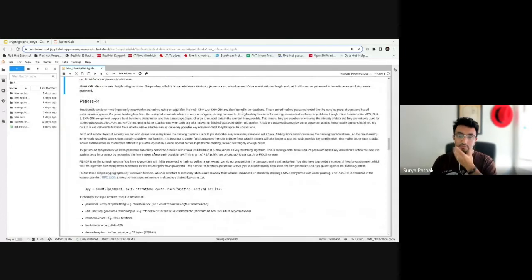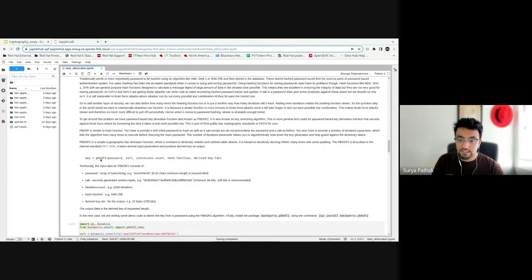So what is PBKDF2? PBKDF2 is a simple cryptographic key derivation function, which is resistant to dictionary attacks and rainbow table attacks, and it is based on iteratively deriving HMAC many times with some padding. The basic important thing about PBKDF2 is it takes the value of the password, the value of salt, iteration count, hash function, and derived key length.